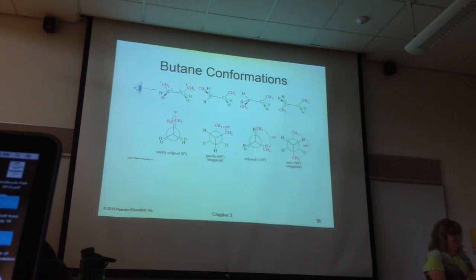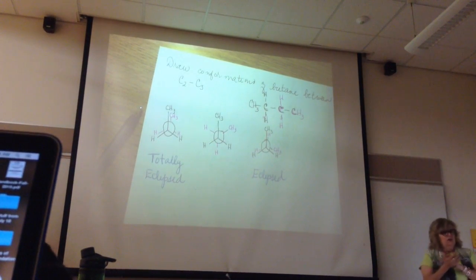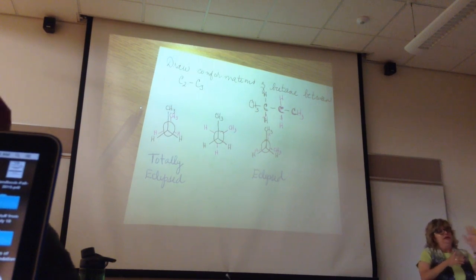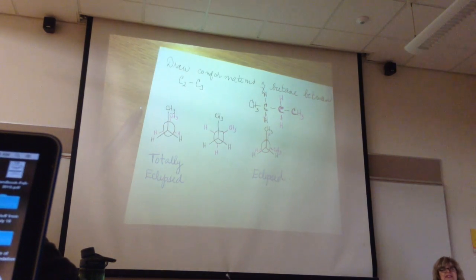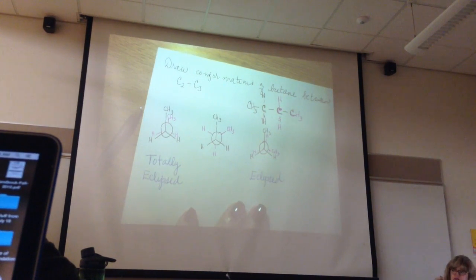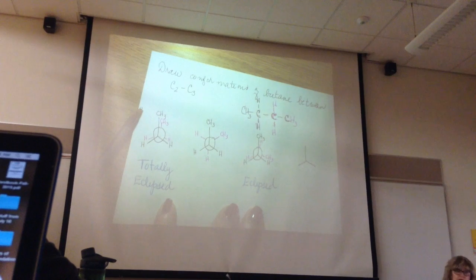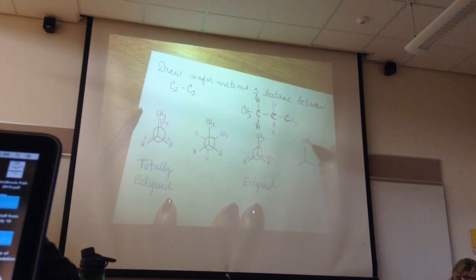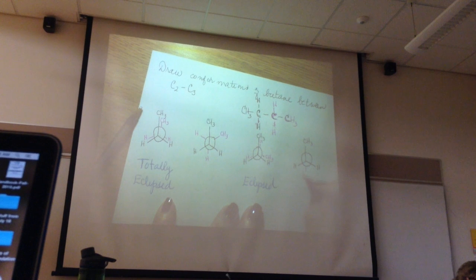So let's take a look at the staggers that we've drawn. Let's rotate again. Remember, your rotations always go from eclipse to stagger to eclipse to stagger. So for me to get to the other stagger, I have to rotate again. I still have the methyls, the hydrogens, and the hydrogens. When I do my spin, the methyl is going to be here, and the hydrogens are going to be like that.